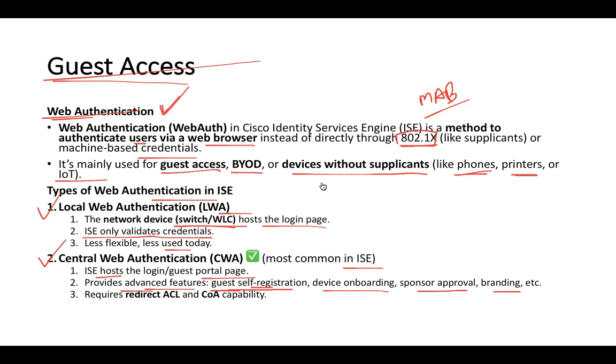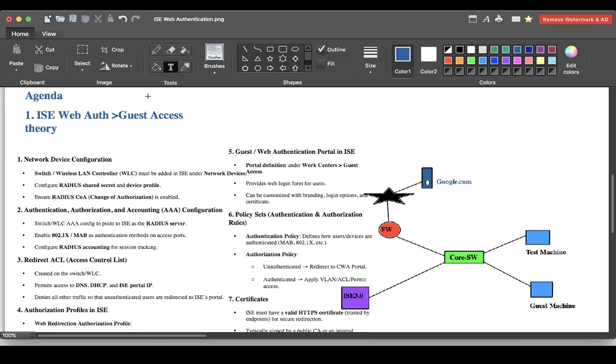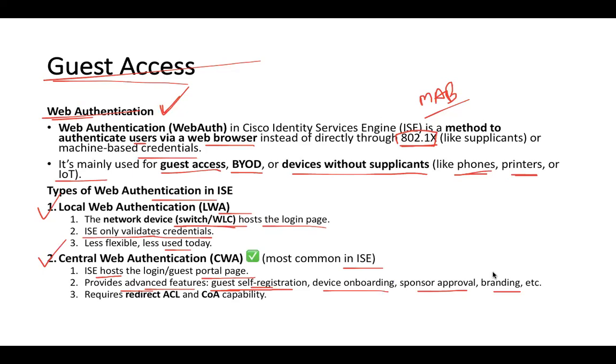The flow in self-registration is that the user connects to, let's say, Wi-Fi or LAN. Let me put it here. Let's say this guest machine connects, in this case wired, so I would talk about wired, but vice versa, wireless or wired. When the user connects to Wi-Fi or LAN, the traffic is redirected to the ICE guest portal.